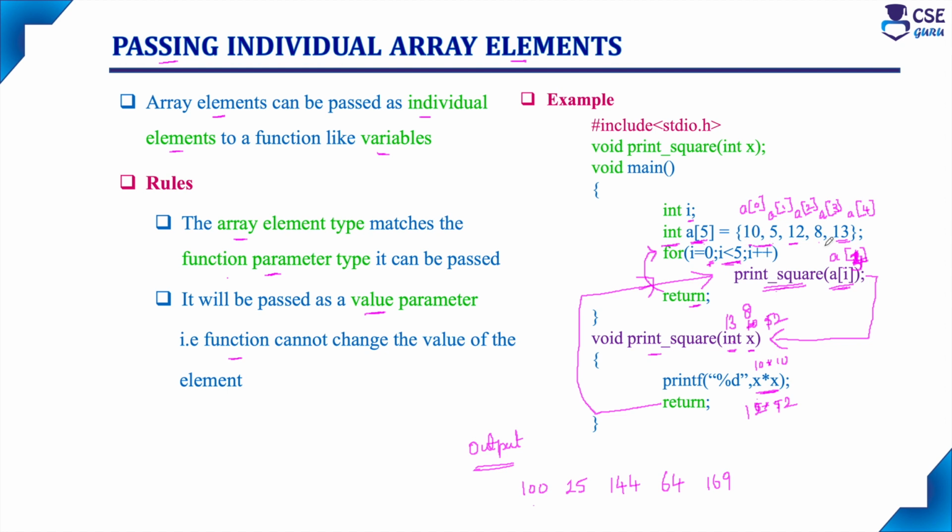Okay, not the whole array. In every iteration, a single array element is passed to this user-defined function. Okay, that is the meaning. Here with the array, we have given 5 elements, but 5 elements we are not passing at a time. Only one element we are passing at a time. Okay, so this is nothing but array elements can be passed as individual elements to a function like a variable.